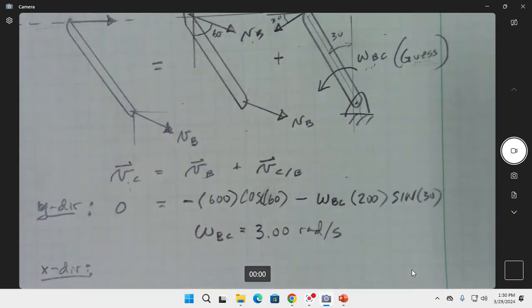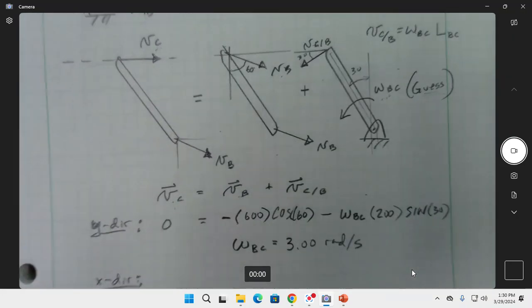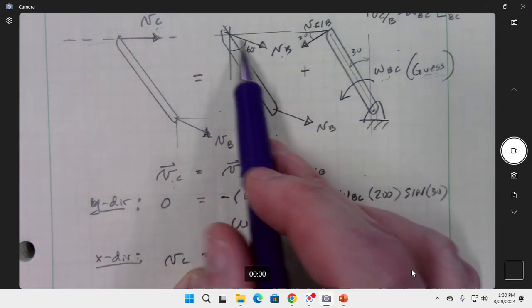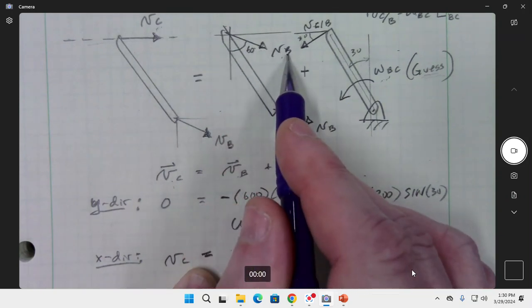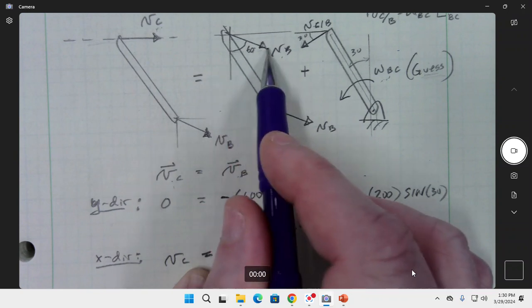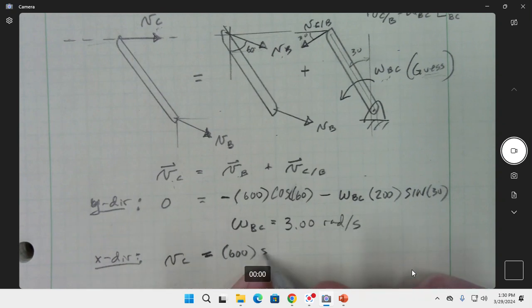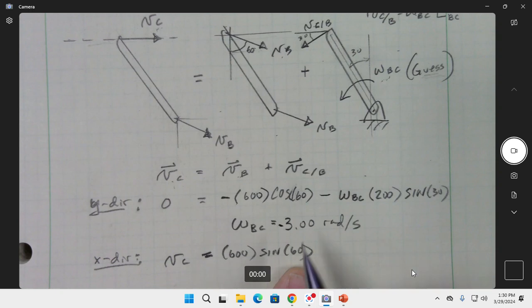And as written up above, I want to match my equations to my diagrams. That's their whole purpose. Say VC is equal to, and in this case 600 is positive to the right. And it's going to be VB, which is 600 times the sine of 60, because it's opposite from the angle. Now here, oh, I should have done this, sorry. It should have been a negative 3. I said it, but I didn't write it there.